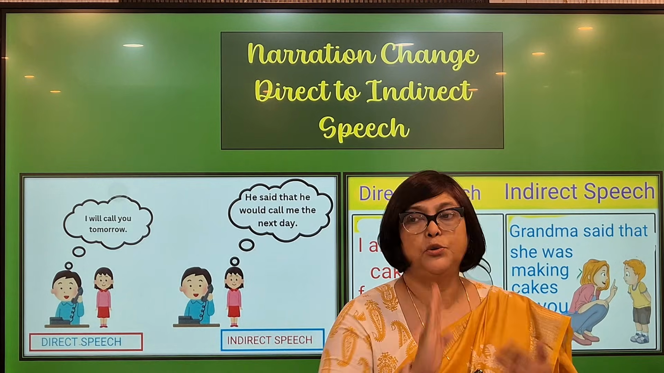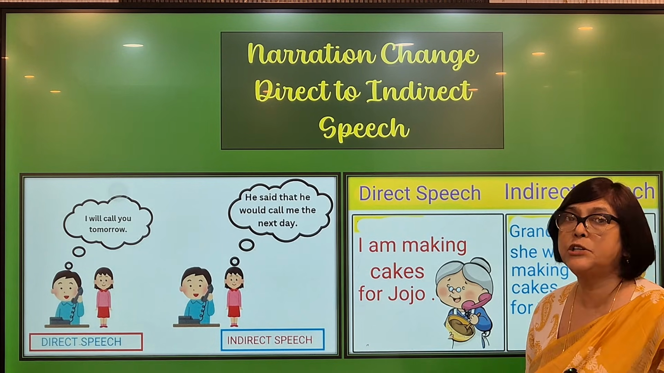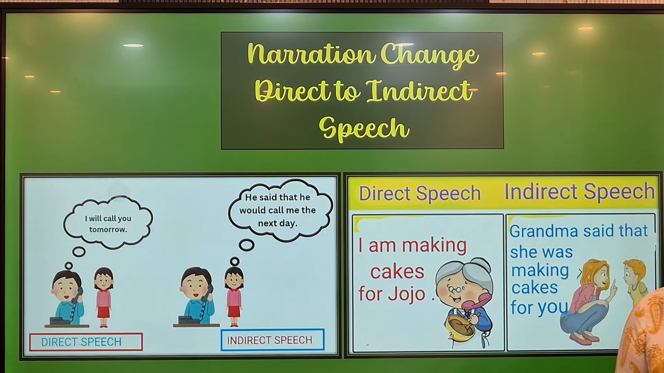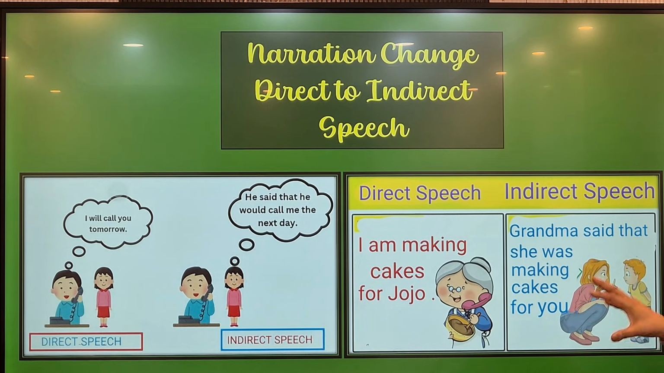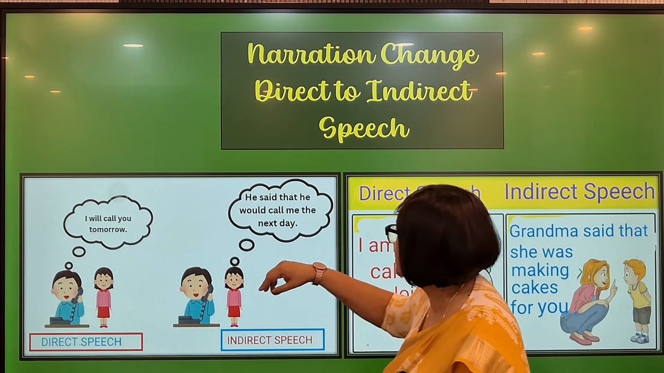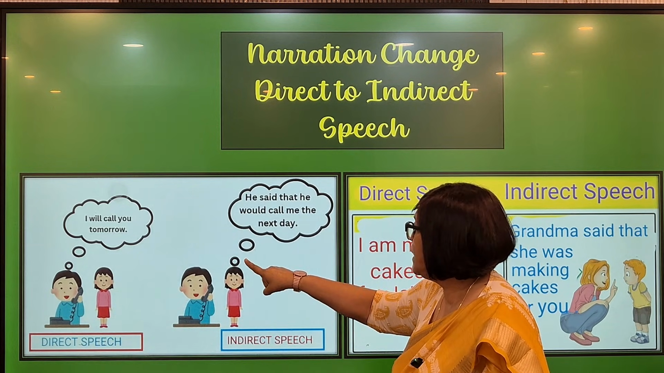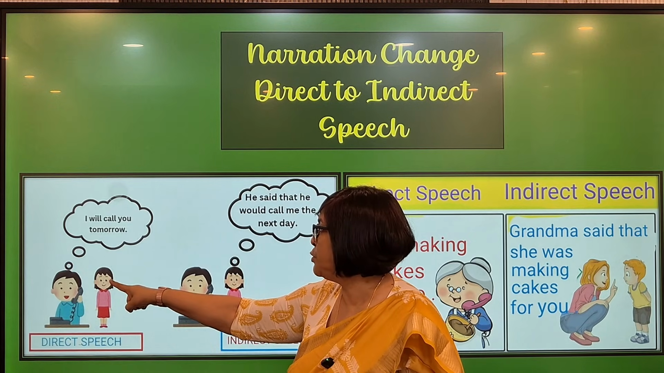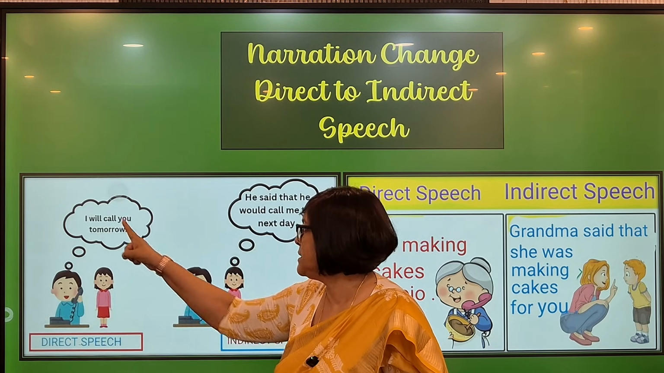So when you report my speech to another person, it is not like when I spoke to you directly here. It is seen that the pronoun changes and there are a lot of other changes which make a speech go from direct to indirect, and that is what we are going to recapitulate today. So here you see there are diagrams. It says, I will call you tomorrow. This person says to this one, I'll call you tomorrow.